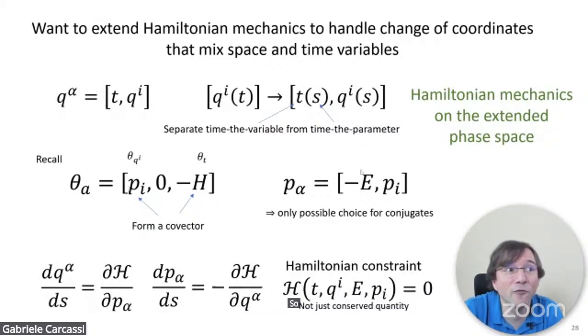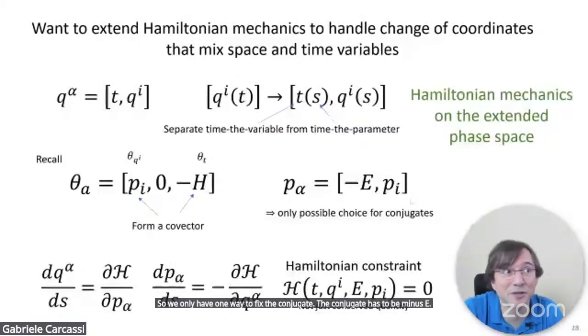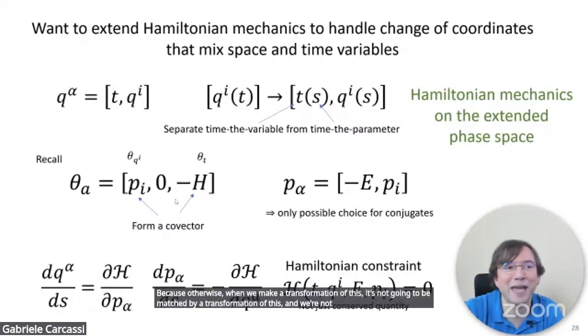So we only have one way to fix the conjugate. The conjugate has to be minus e, because otherwise when we make a transformation of this, it's not going to be matched by a transformation of this, and we're not going to preserve the fact that deterministic irreversible evolution is the same in all frames. It just becomes a mess.